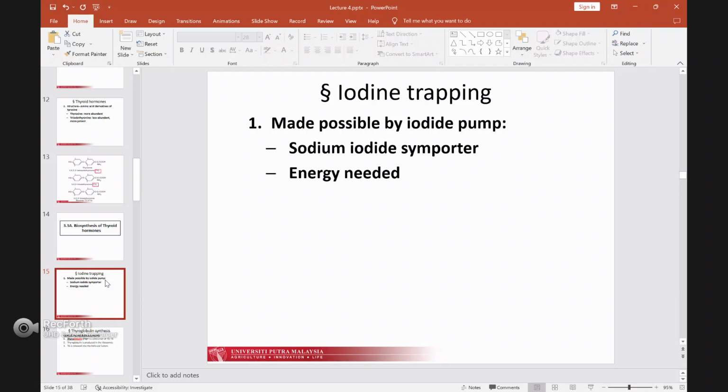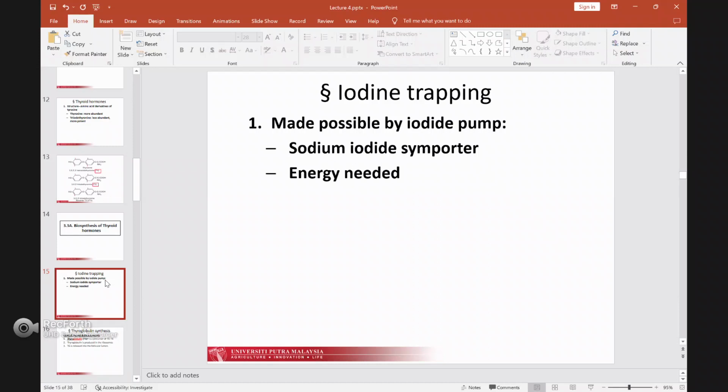The first mechanism in order to convert the tyrosine into thyroid hormone is iodine trapping. As you know, the difference between the amino acid tyrosine and thyroid hormone is the addition of iodine. If you add iodine onto the tyrosine, then this tyrosine can be converted into thyroid hormone. They have the activity. So the iodine trapping is made possible by the iodide pump.